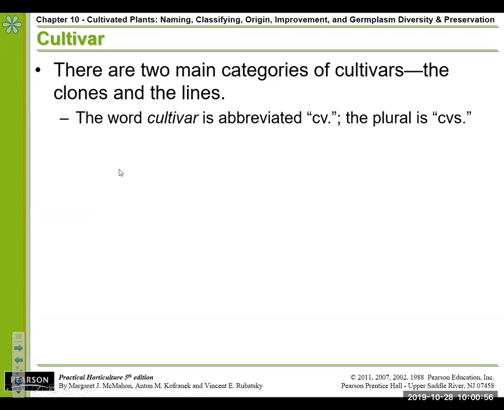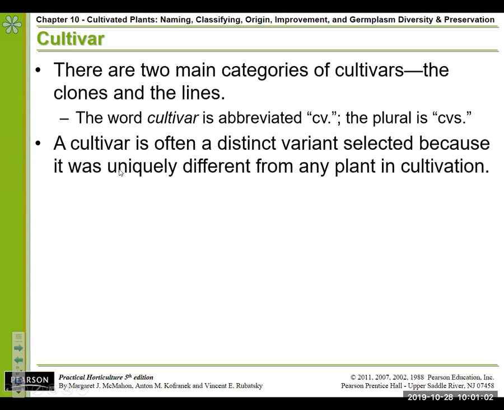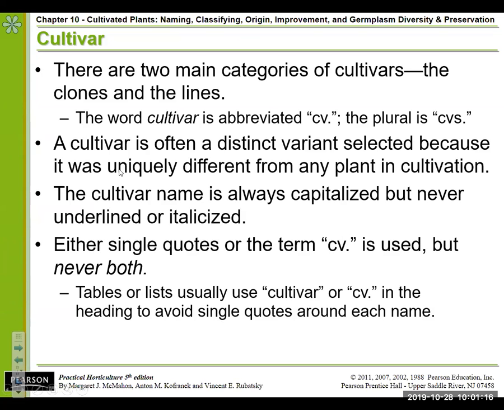So the word cultivar, we can either abbreviate as cv., or usually what we do is surround it with single quotation marks. And it is always capitalized, but it's never underlined or italicized. If there's multiple words in that, we capitalize all of them. So we either use the single quotes or cv., but never both.